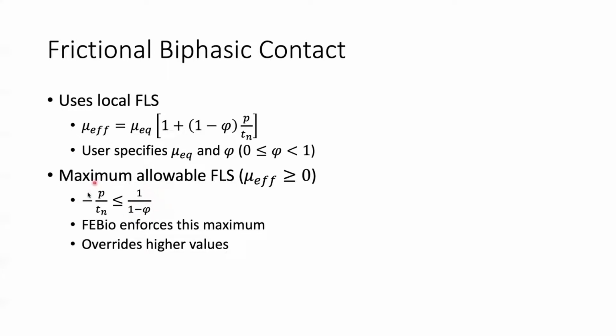So if numerically during the solution of the biphasic contact algorithm, there are numerical round-off errors that cause this number to be greater than this theoretical maximum, then FEBio will enforce this maximum locally. Okay, and it'll override any higher value. So that means you will never get a local fluid load support that exceeds this theoretical upper bound.